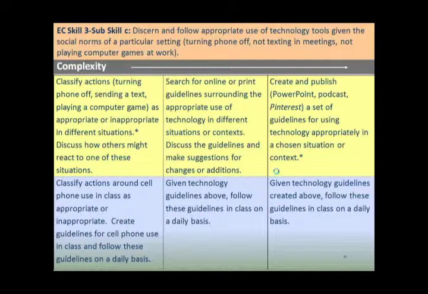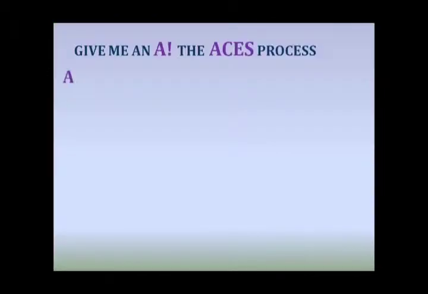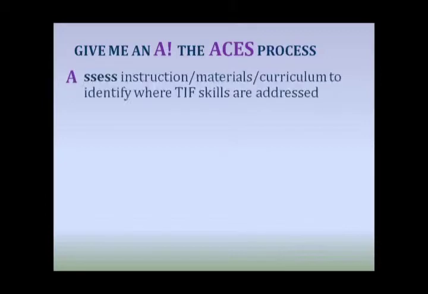And another way is just to look at what we're already doing. When we look at what we already are doing and what texts we're already using, we can use what I've dubbed the ACEs process. So give me an A for ACEs. A stands for assess. So we're assessing our instruction and the materials in our curriculum to identify where TIF skills are addressed.